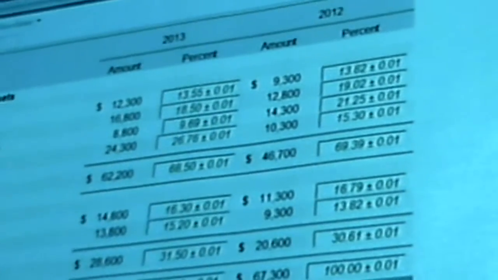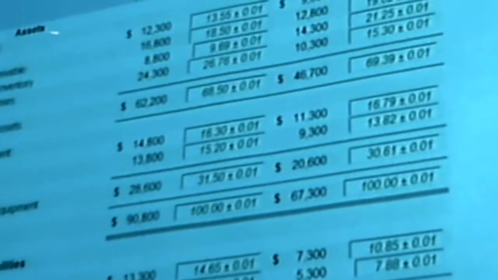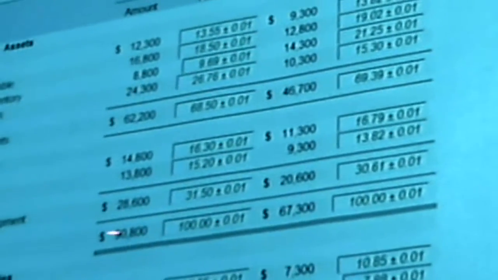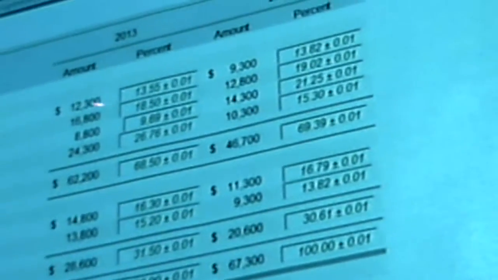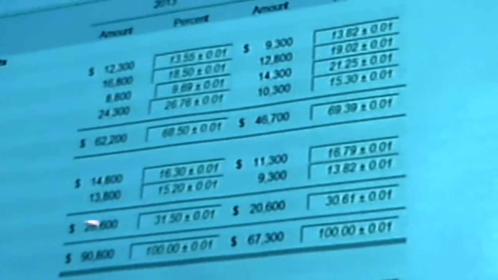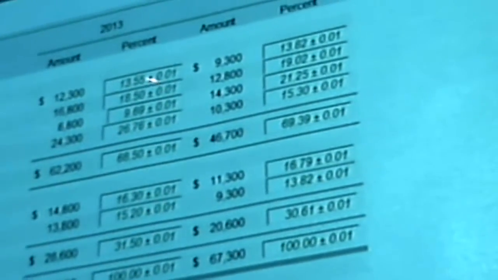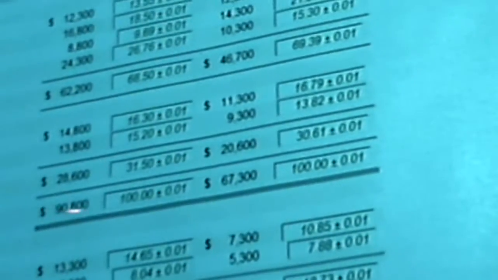Now your base figure. Don't look anywhere below this line yet. All we're dealing with is assets, and the base is total assets, 9,800. So you're going to take every account balance, cash, first one, and divide it by 9,800, and that's how you get this answer. What about the second one? 16,800 divided by 9,800.